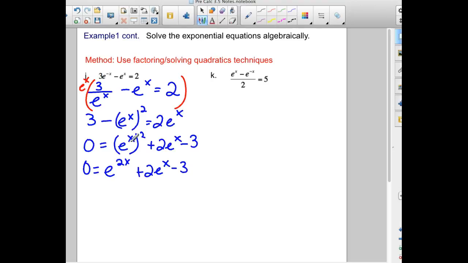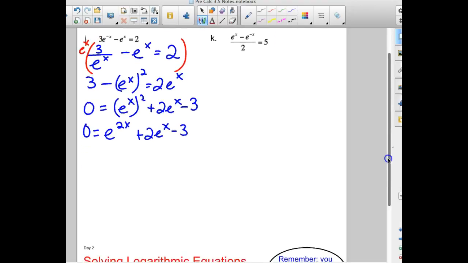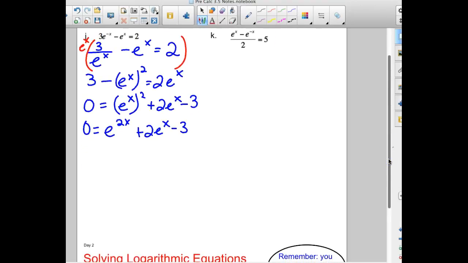And what we have is we really have a quadratic equation, or an equation in a quadratic format. So we can factor this. Since we have e to the 2x, we can split that up and say we have an e to the x times e to the x.